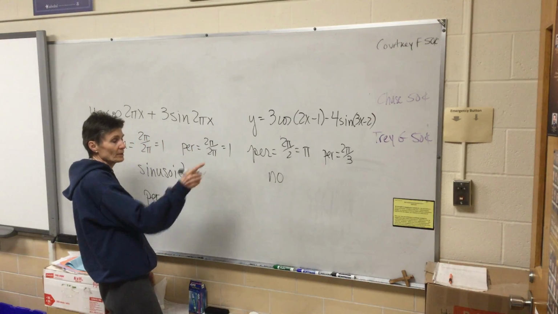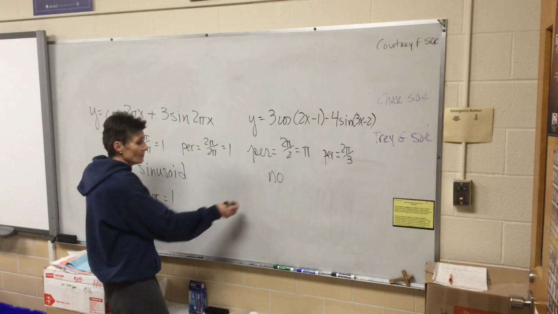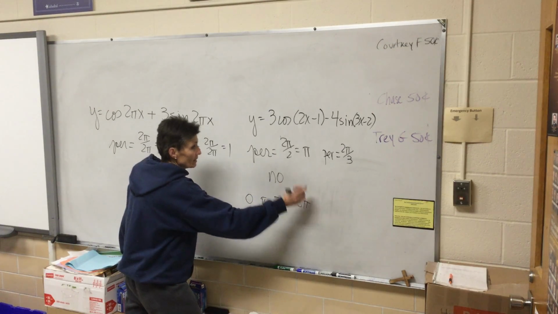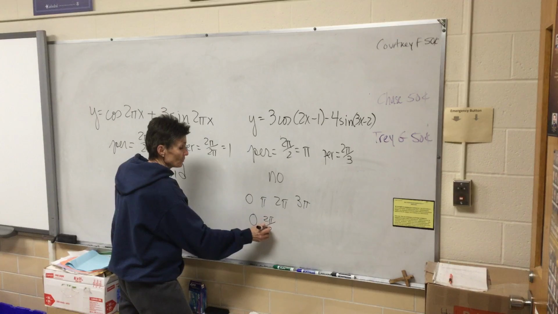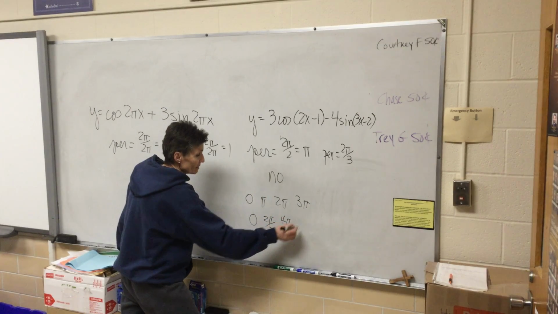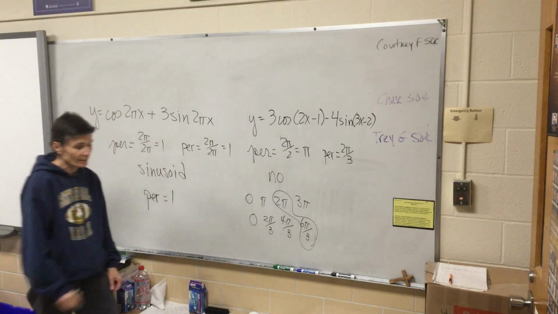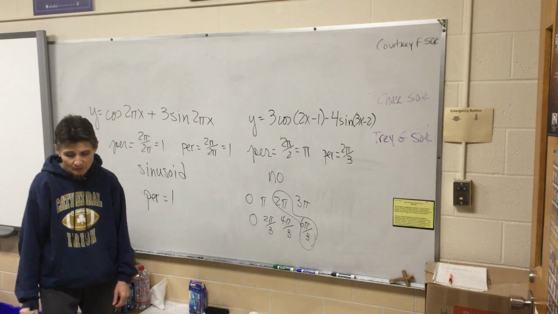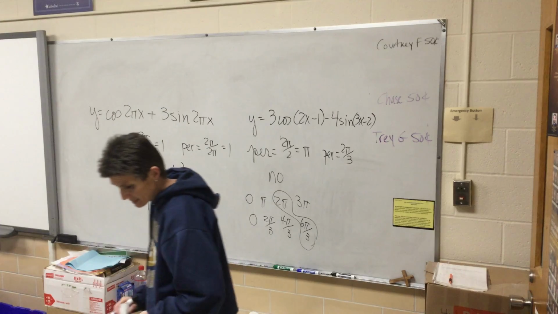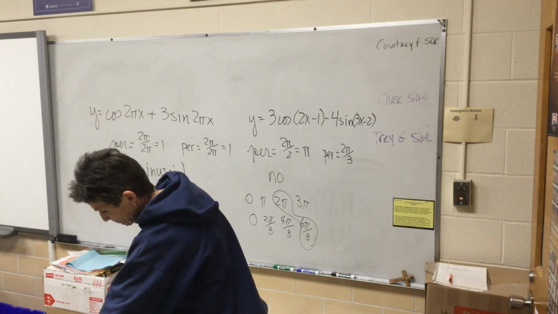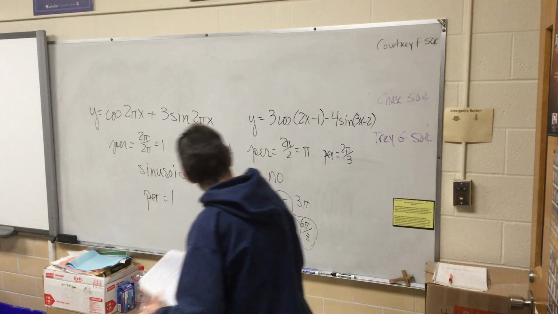So anyway, it's not a sinusoid. We know that. The periods don't match. This one repeats every pi. And this one repeats every 2/3 pi. So the first time they overlap is right there at 2 pi, just like last time. So the period of the sum, or the difference, is 2 pi.